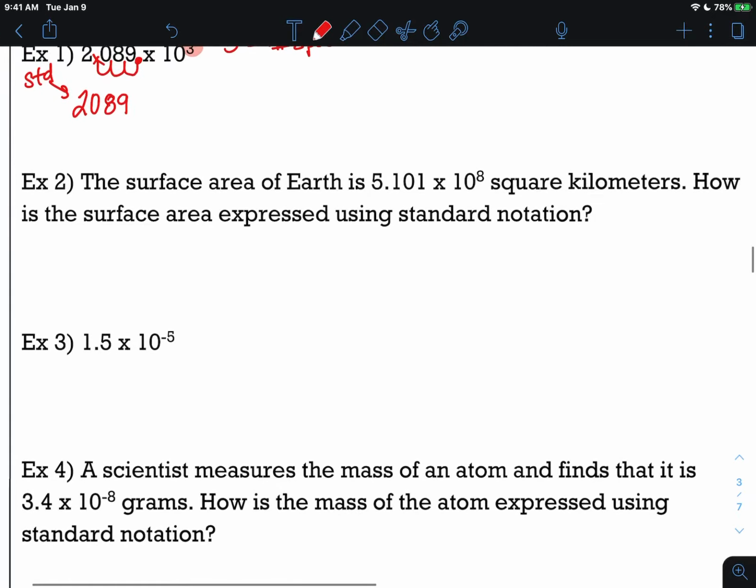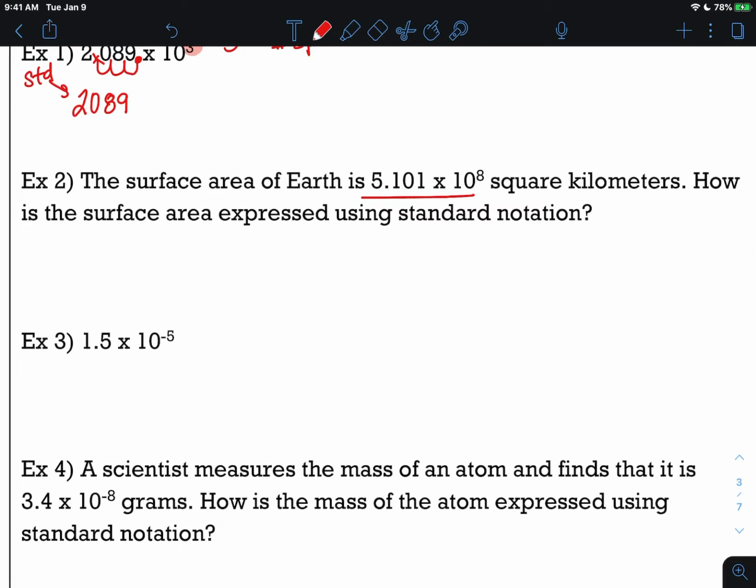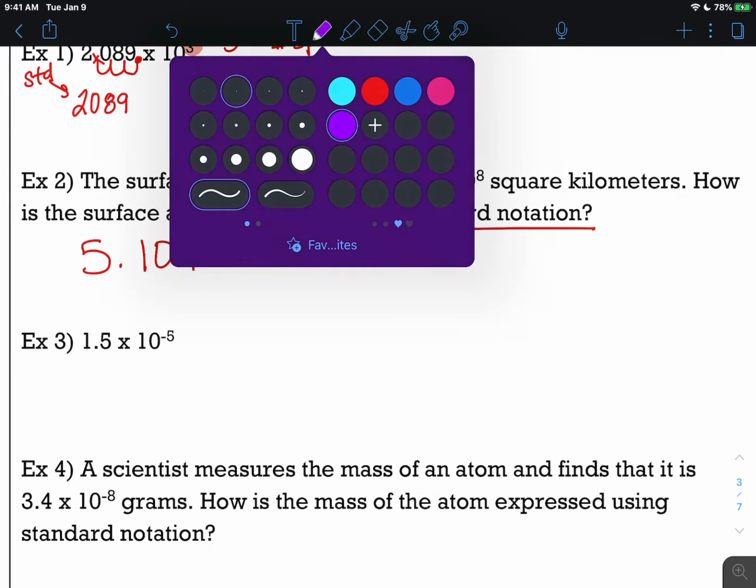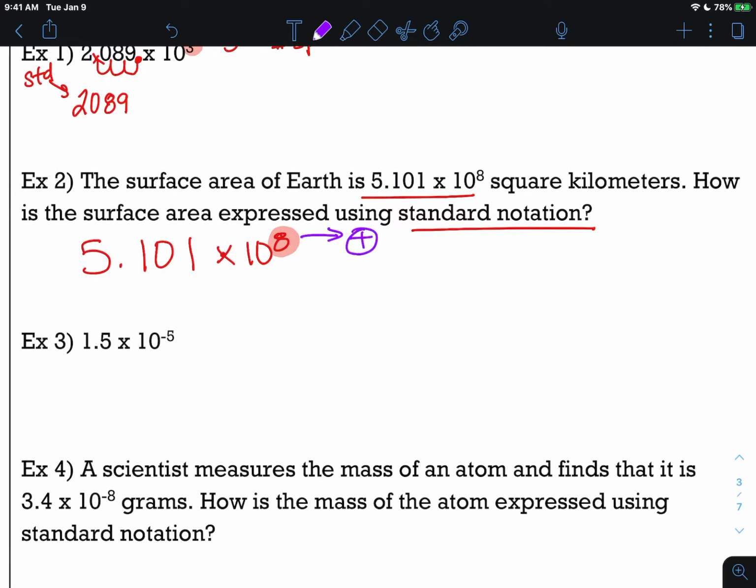All right, so let's see. Surface area of Earth is this much, and they want me to change this to standard notation. First let me write this over. Okay, so let me find my exponent. It's an 8. So that's positive. That means I'm going to the right, so I should make a big number. And it's 8, which is my number of spaces.